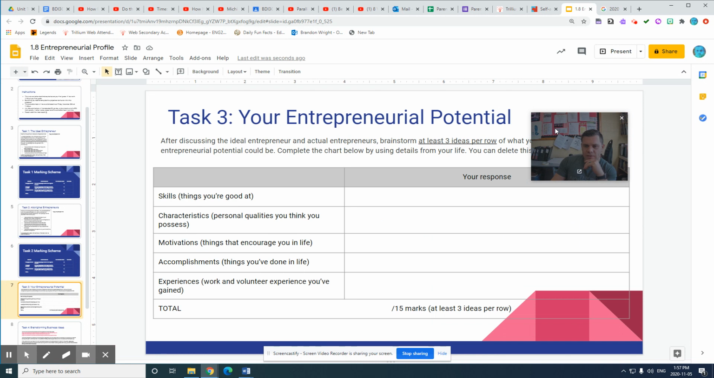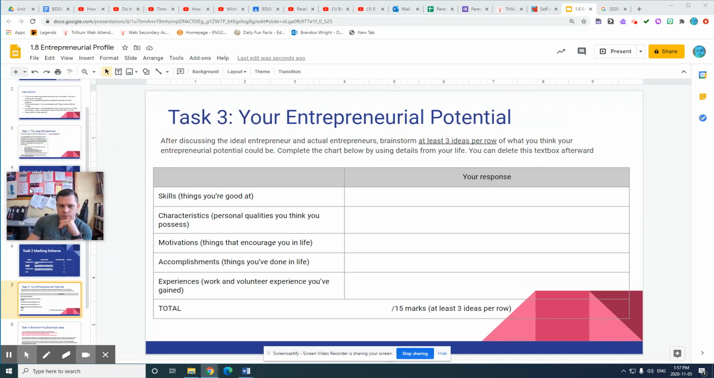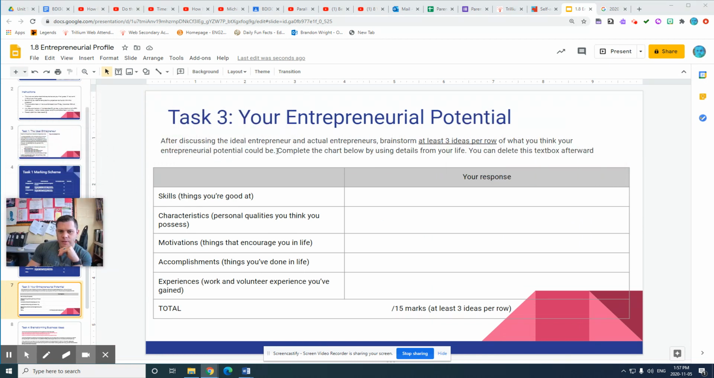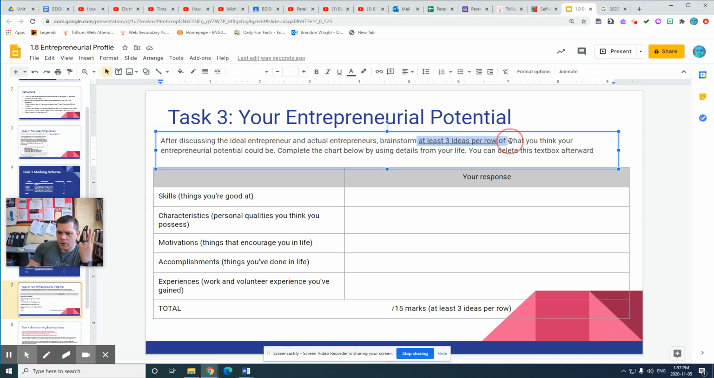Task 3 is a little different. It's all about you. I'm going to put myself way over here. This is kind of like a resume where you're just talking about yourself. We've already discussed the ideal entrepreneur and Aboriginal entrepreneurs. Now I'd like you to brainstorm at least 3 ideas per row of what you think your entrepreneurial potential could be. So complete the chart by using details from your life. This is all about you. You can delete this text box afterward.